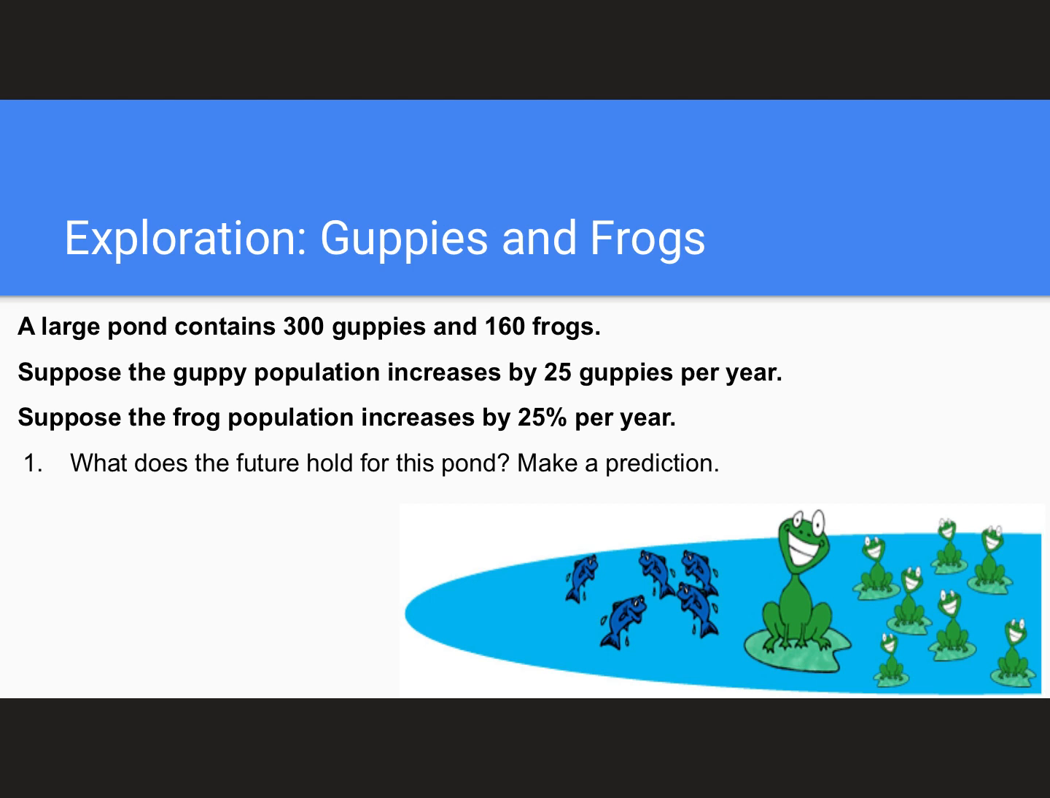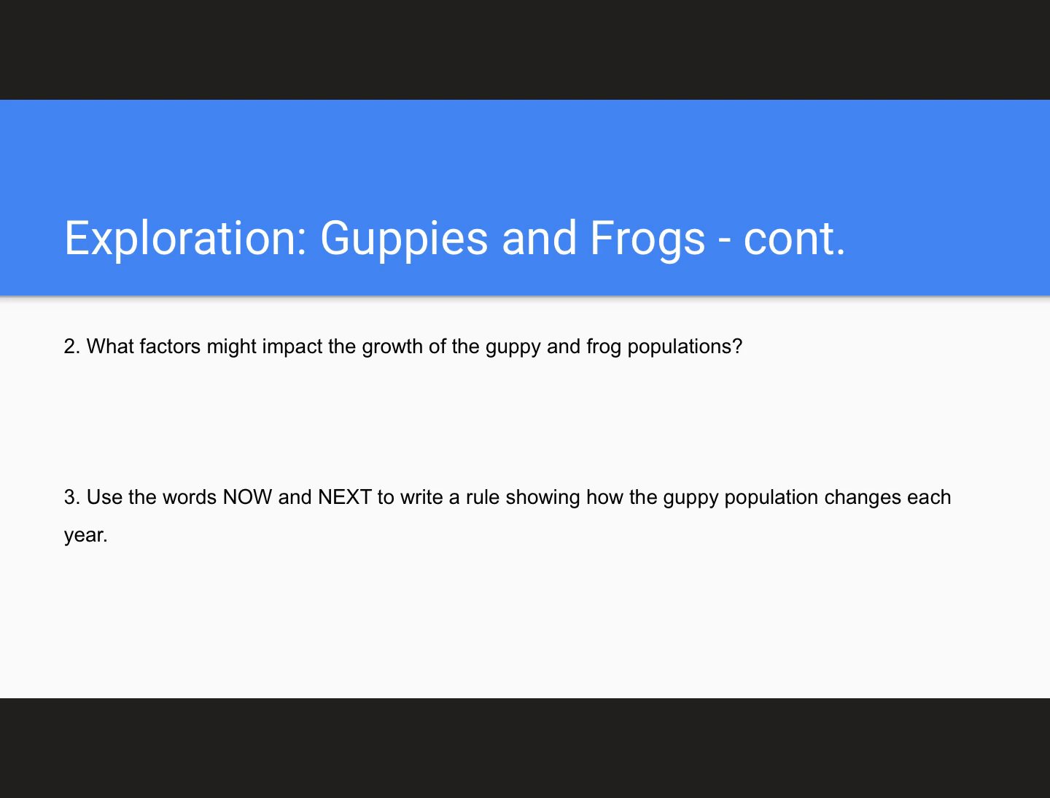Okay, so hopefully you've made a prediction. Make sure your prediction includes information about what's happening with the frogs, with the guppies, and with the pond. Okay, make sure you correct your prediction and go ahead and unpause. Okay, so the next question I want you to think about: what factors might impact the growth of the guppy and frog populations? What types of factors might impact the growth? I want you to think about things like food, predators. Think about things like that. See if you can add more to that list.